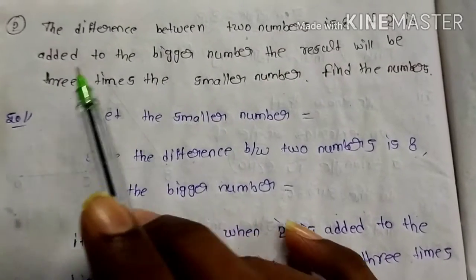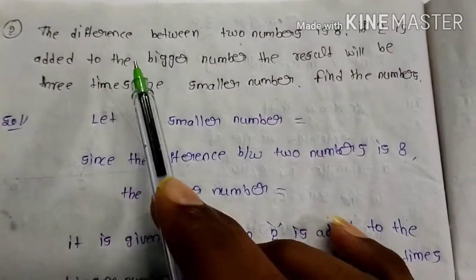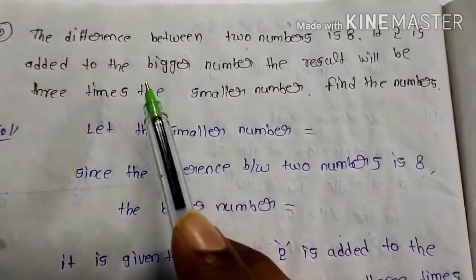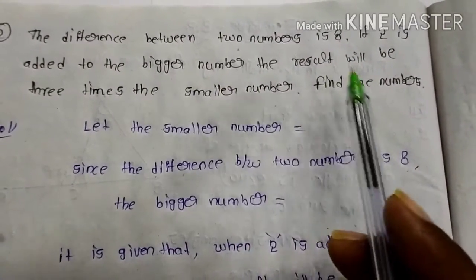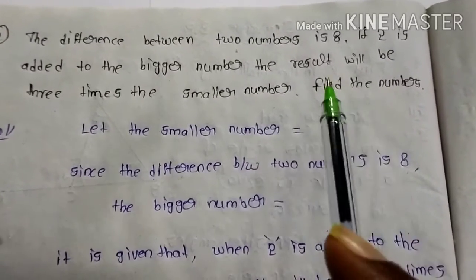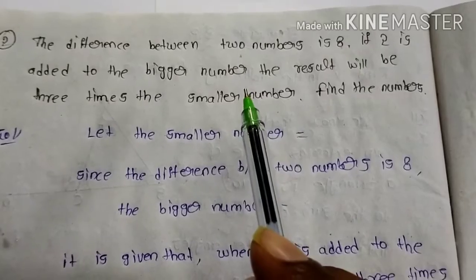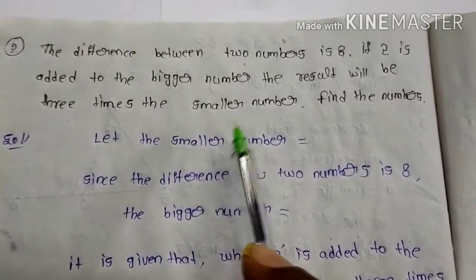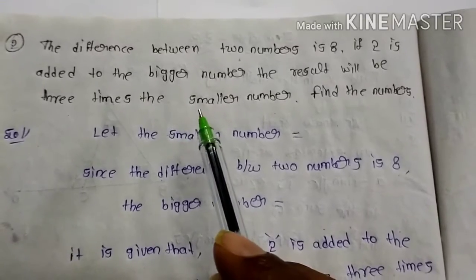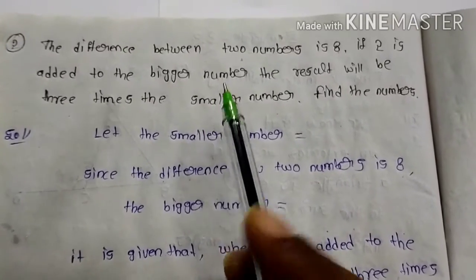Now you can see here, second question in exercise 2.2. The difference between two numbers is 8. If 2 is added to the bigger number, the result will be 3 times the smaller number. Find the numbers. First, you can try to read the question and understand. Then only we can do the problem very easily. First, try to understand; at least 2 times you can read the question.